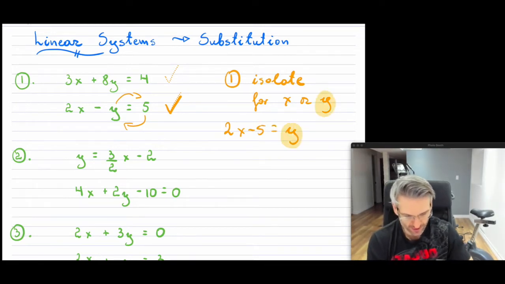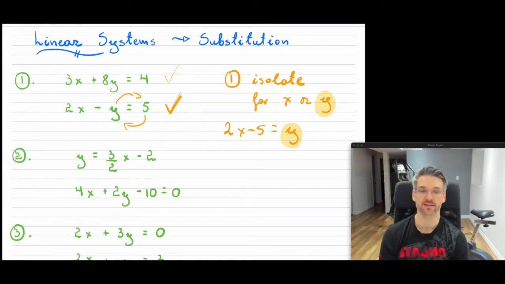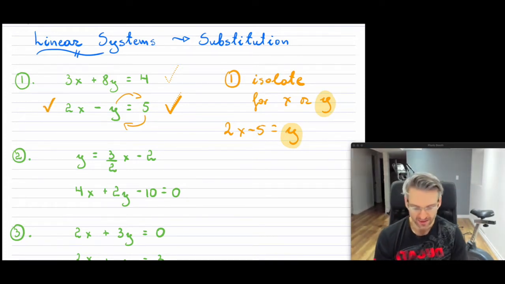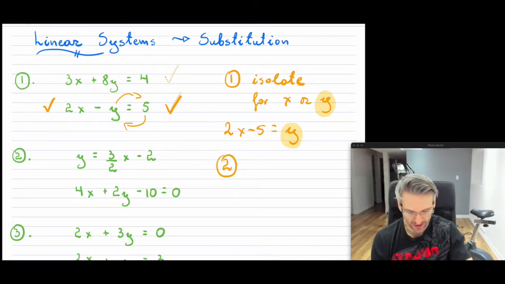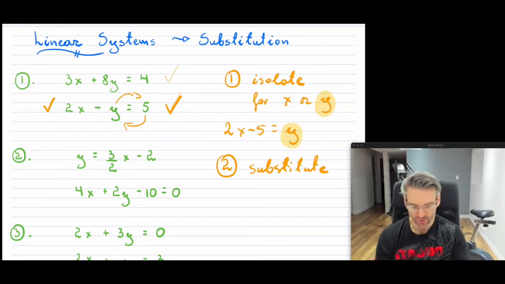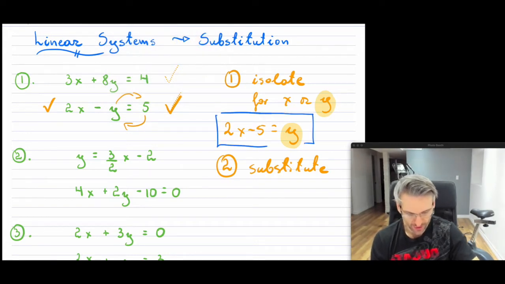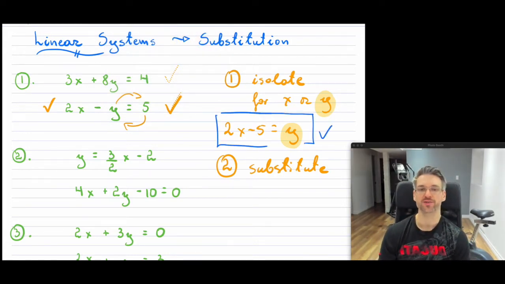All right, right there. I could have isolated it for x. It doesn't really matter. Now, once you isolate it, and because I used this second line, the next step is, after isolating, you will basically substitute. That's why it's called the substitution method. So you will take this right here, and you know what y is. y is equal to 2x minus 5.